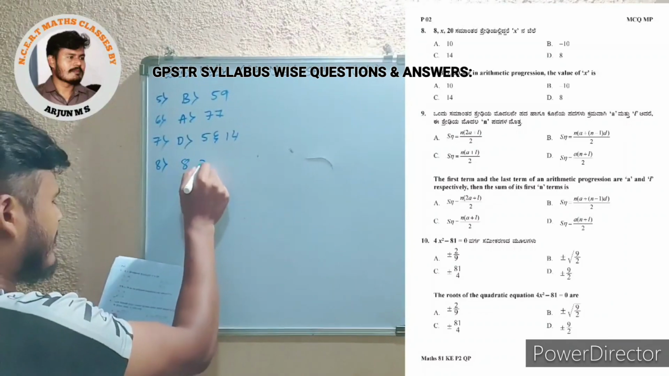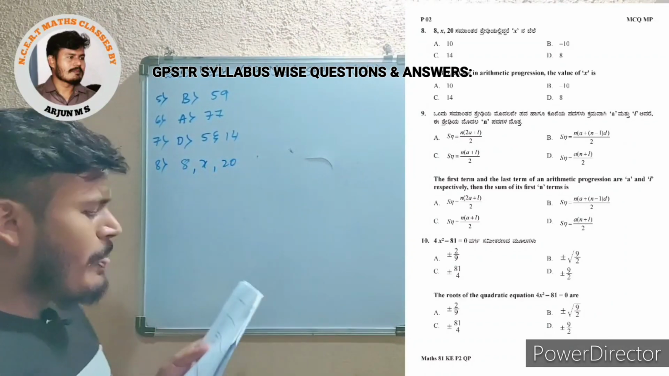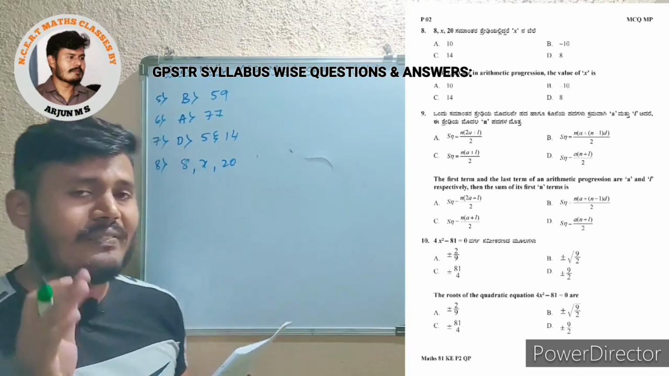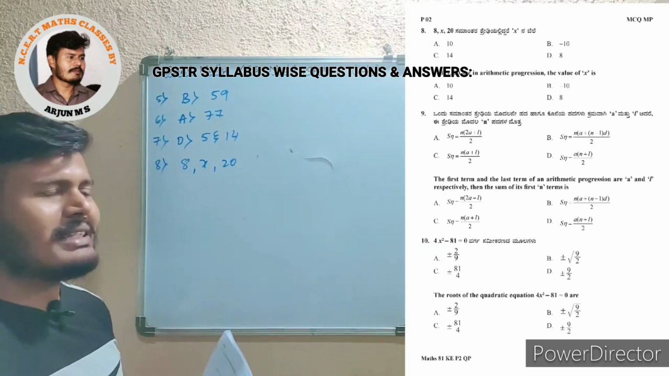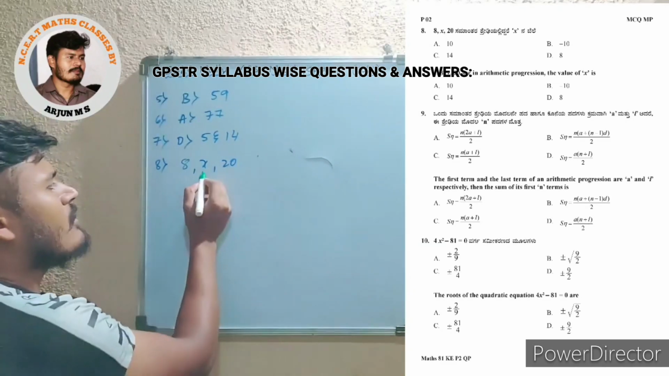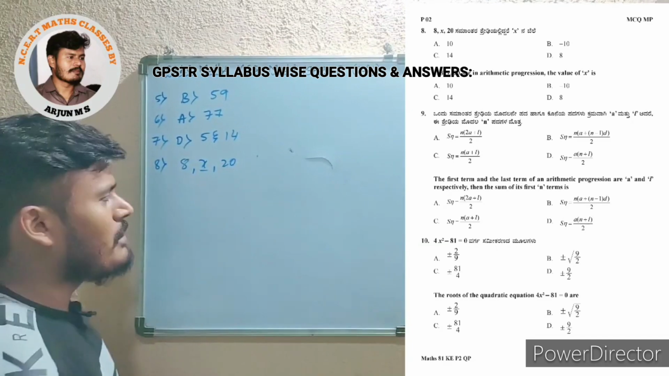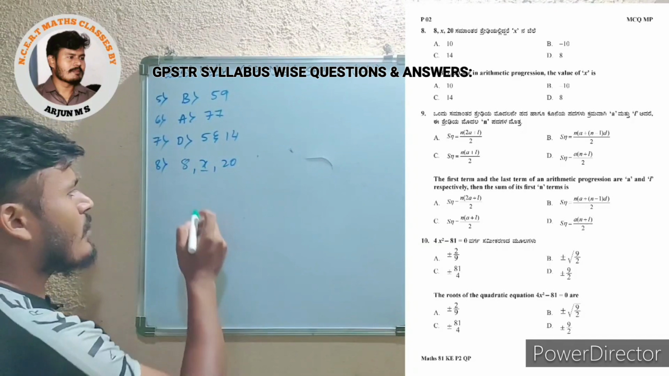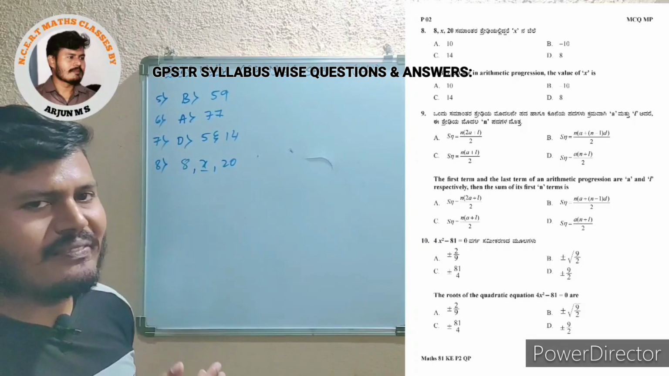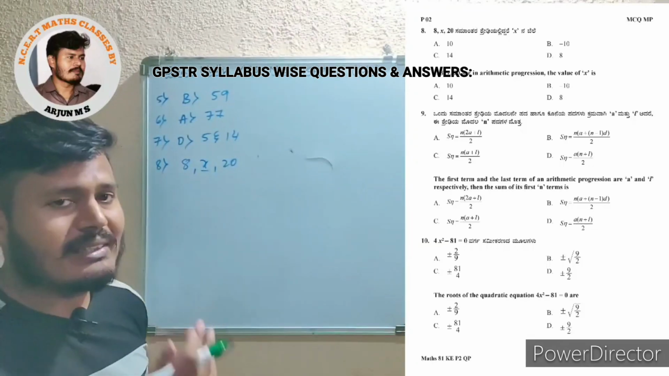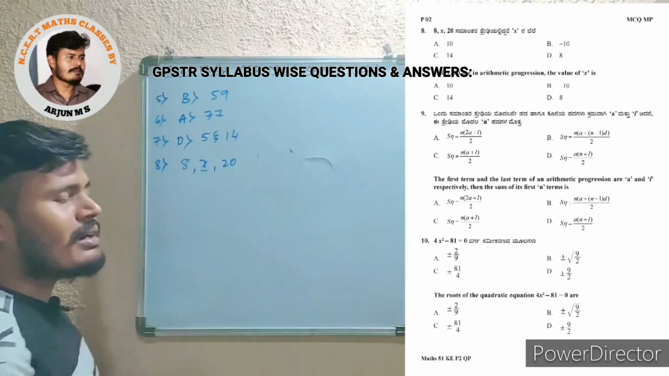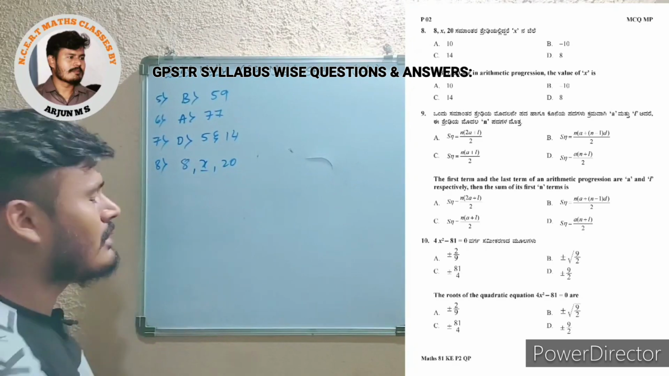If 8, x and 20 are in AP, the value of x is. Here it is also a very simple question. Now we have to find out the second term here. It includes two methods. One is we have to find out the common difference using the first and third term. How can you find out the common difference between the first and third term?